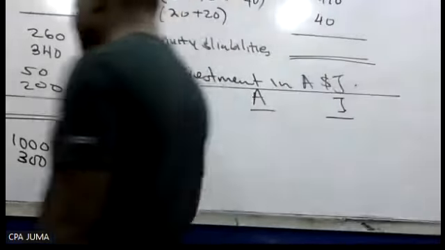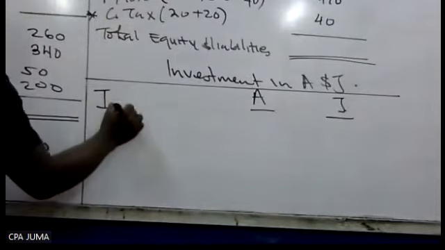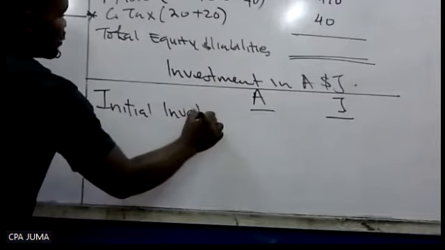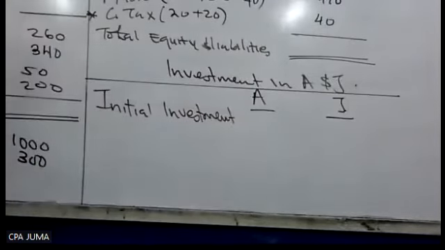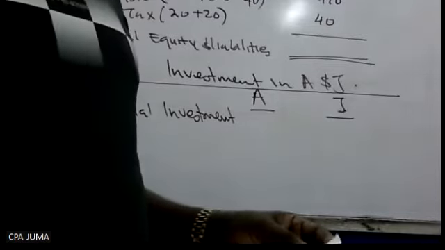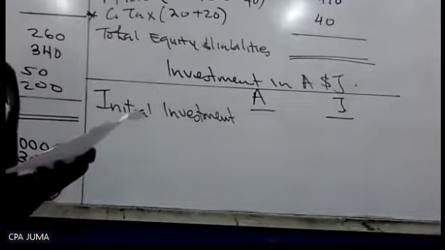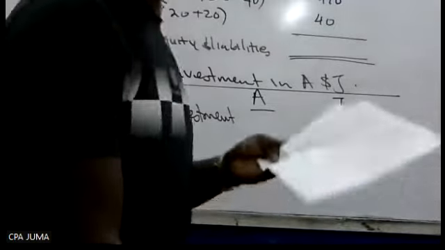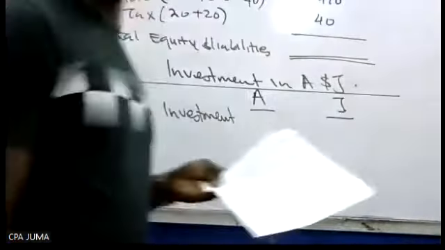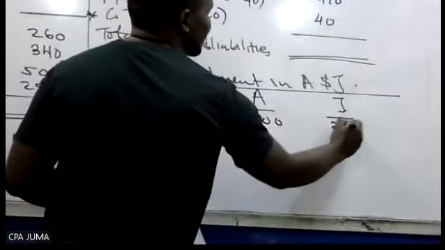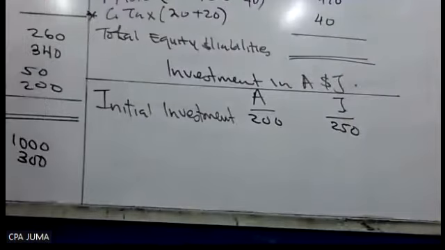So you come here and say initial investment. And this one sometimes is required. Initial investment. So check Note 1. How much was the cost of purchase in A? Are you seeing the 200? So in A, 200, and in J it was how much? 250. Additional information number 1, cost of investment.